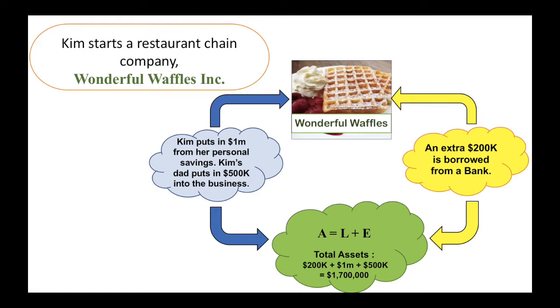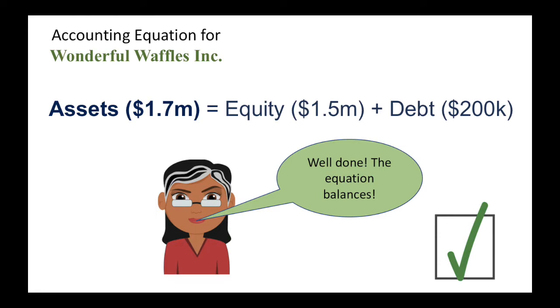The accounting equation has to balance at all times, and in this case it does balance. Kim put in $1 million, her dad put in $500,000. So we know that the value for equity is $1.5 million. And then debt is equivalent to $200,000. That's how much has been borrowed from the bank. So it means the total assets in the company of $1.7 million came from equity of $1.5 million and debt of $200,000. So you might be asking yourself, who cares and why does this matter?